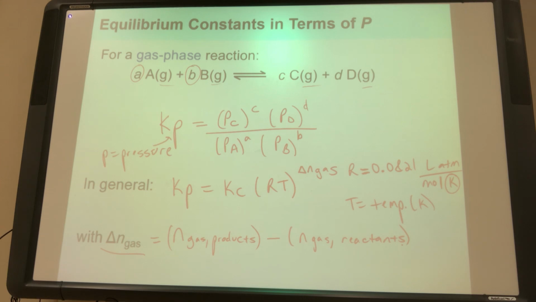So if I'm looking here, those numbers are going to come from my coefficients. In this case, for my products, I would add this coefficient and this coefficient. So C plus D, add those coefficients minus A plus B. So it could be a negative number. So you could work this out and get a negative exponent for your N of gas. All right, so let's work one out.